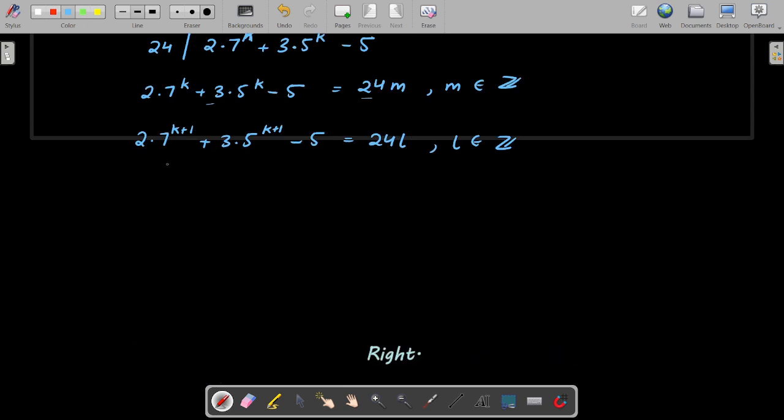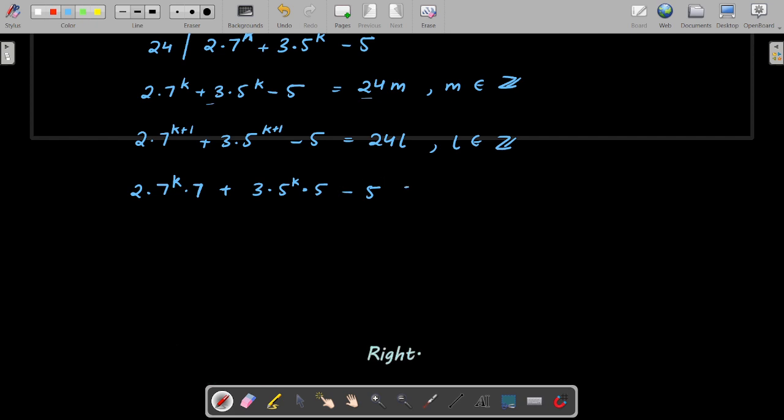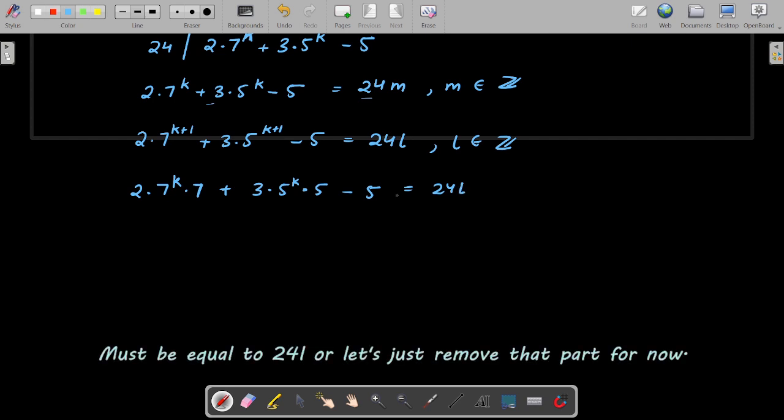So if we expand this, essentially what we get is 2 into 7 power k into 7, plus 3 into 5 power k into 5, minus 5, right, must be equal to 24l, or let's just remove that part for now. Let's just work on the LHS, right?